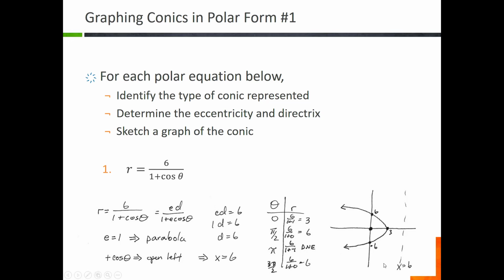So based off the values that we had, I know that I have a parabola. Again, the eccentricity is 1. It opens to the left because I had a plus cosine. And if it opens to the left, we have to have a directrix on the right side, and it's a vertical line, which is x equals 6.